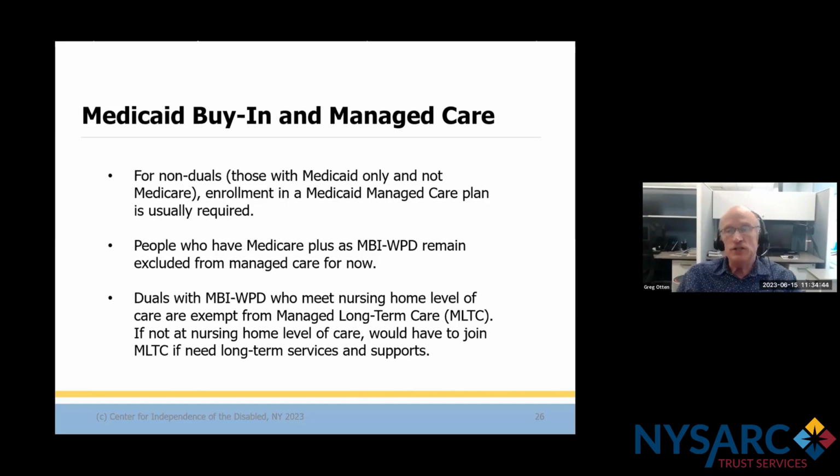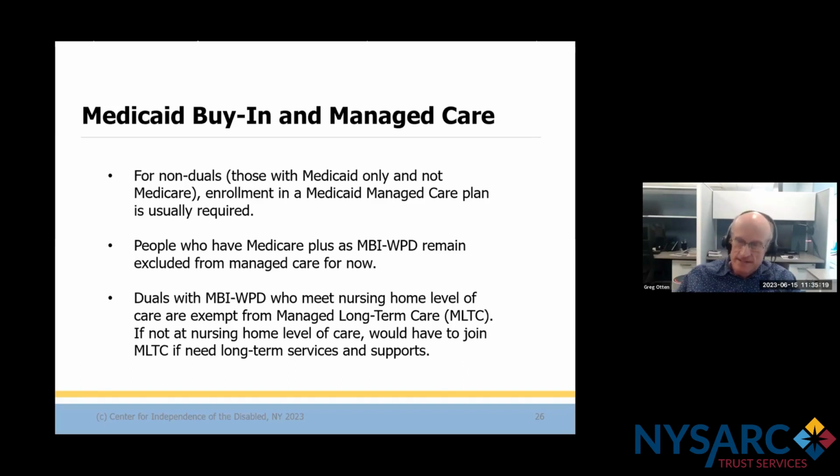The same managed care rules apply to the Medicaid buy-in as to regular Medicaid. Those who have Medicaid and don't have other insurance usually have to join a managed care plan. There are some limited exceptions to that, but usually they have to. People with other insurance, including Medicare, do not join managed care usually. There are some hybrid plans that cover Medicare and Medicaid benefits, but they're not required.